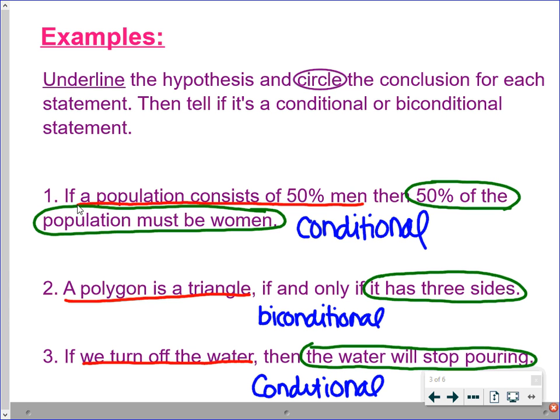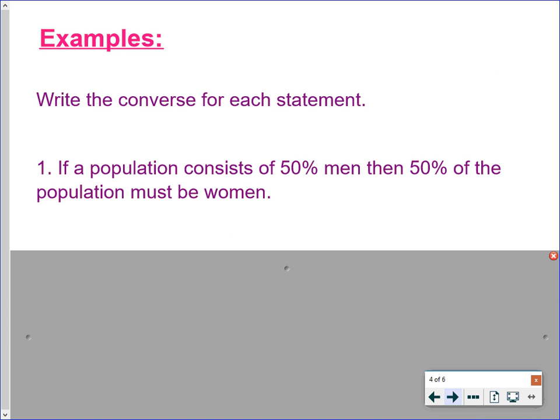Conditional statement here. Okay, hypothesis, conclusion, and deciding if something is conditional or biconditional. Next thing we're going to do is write the converse for each statement. I'm going to have to learn how to write small here. I didn't give myself a lot of room. So the converse again is we're going to take the conclusion, put it into the place of the hypothesis, and vice versa. So we already decided what was the hypothesis and the conclusion for this statement.